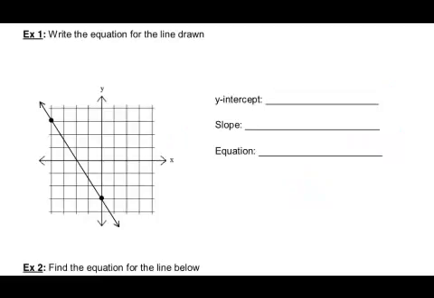For example 1, we're writing the equation of the line drawn. So again, we need to determine first of all which equation we're going to use, and then that will determine what information we need. So first, let's find the y-intercept and the slope. If we find the y-intercept and the slope, that means that we are finding slope-intercept form. So first we look at our graph, our y-intercept, or where our graph crosses the y-axis. I want you to go ahead and write that down first on the line. And then I want you to look at the graph.